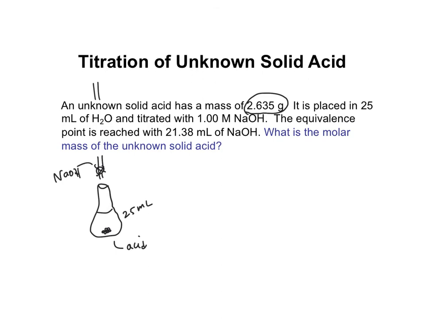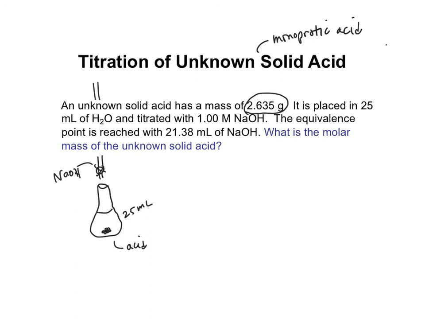All right, anyway, so we got, where were we? 25 mils of the unknown acid. We don't know the molarity of it. We have sodium hydroxide in the burette. We know that it's 1 molar and it takes 21.38 milliliters to neutralize the unknown solid acid. It doesn't say here, but it is a monoprotic acid. Let's keep it simple here.